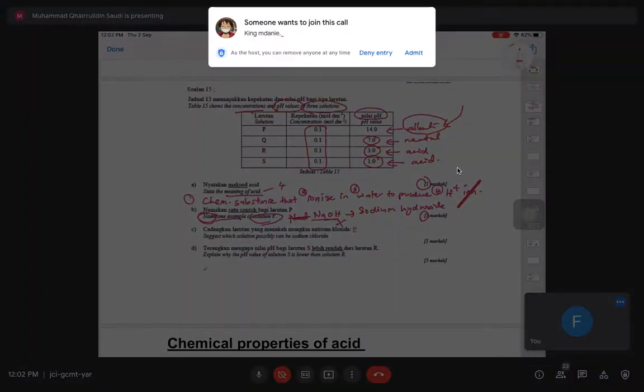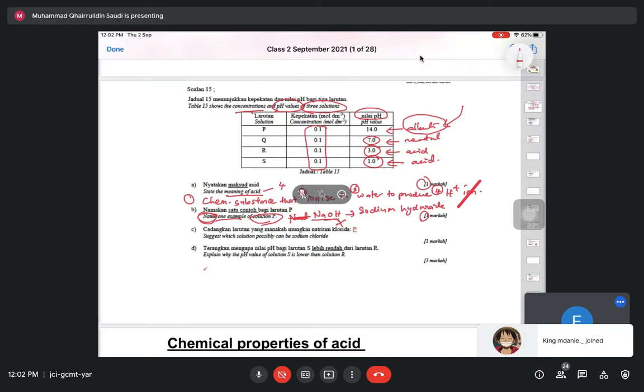Okay, next one. Suggest which solution possibly can be sodium chloride. Which solution yang boleh jadi sodium chloride? Sodium chloride ni apa? Do you know what sodium chloride is? We all have sodium chloride in our home. Yes, sodium chloride is garam.